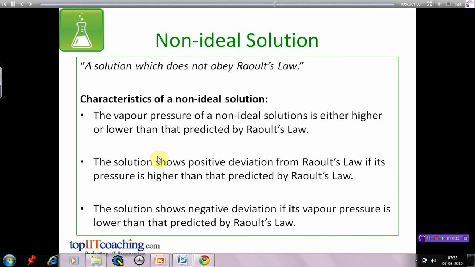So the solution shows positive deviation from Raoult's law if its vapor pressure is higher than that predicted by Raoult's law. And the solution will show negative deviation in the graph if its observed vapor pressure is lower than that predicted by Raoult's law. The vapor pressures predicted by Raoult's law will be those for ideal solutions.